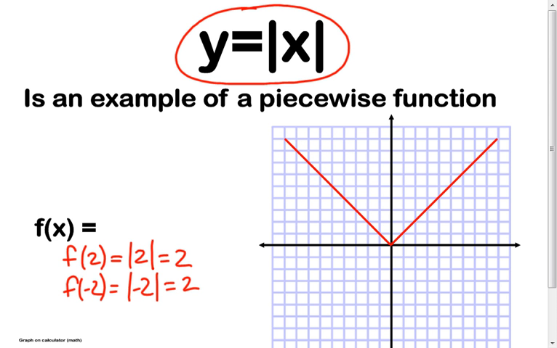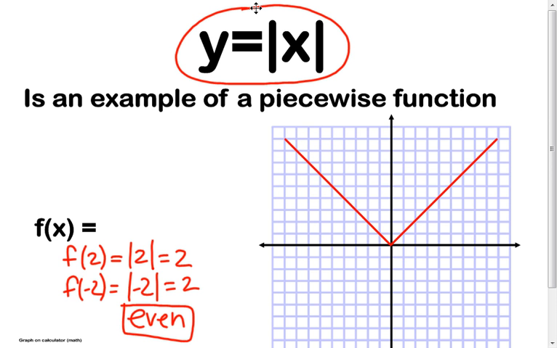It is symmetric to that. And so plugging in the opposite value gives you the same answer. And when you plug in the opposite value but get the same answer, then you know it is an even function. So absolute value functions, or at least the basic absolute value function in this case, is even.